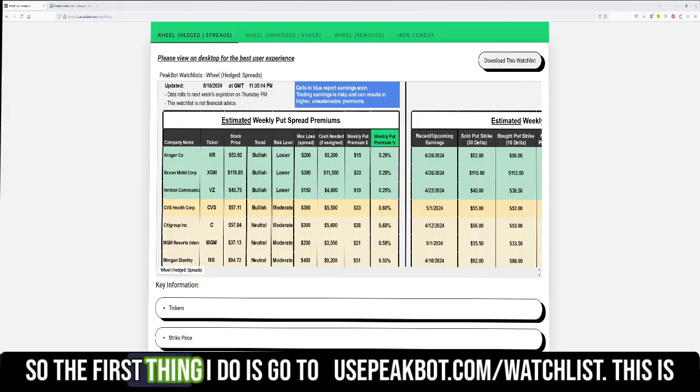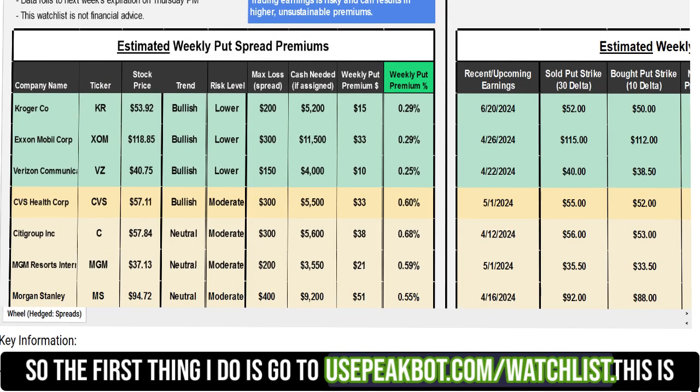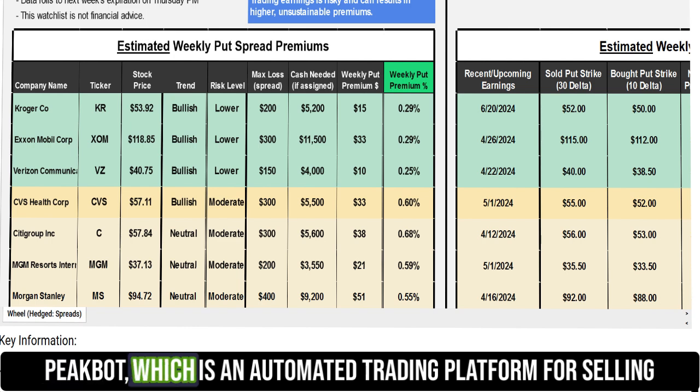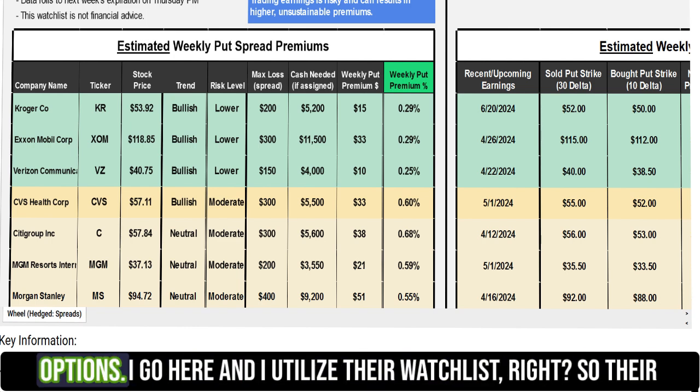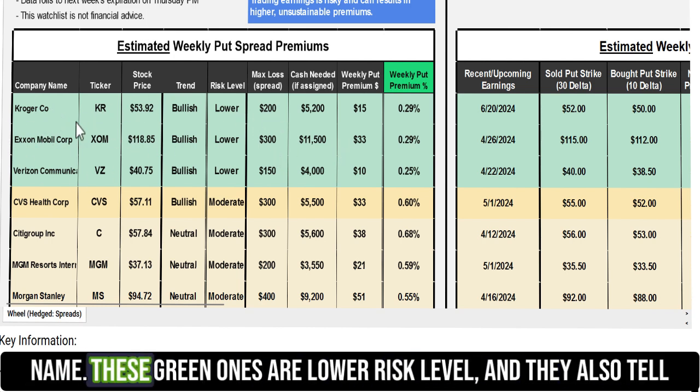So the first thing I do is go to usepeakbot.com/watchlist. This is PeakBot, which is an automated trading platform for selling options. I go here and I utilize their watch list, right? The good thing about it is it gives you the company name. These green ones are lower risk level, and they also tell you the trend.